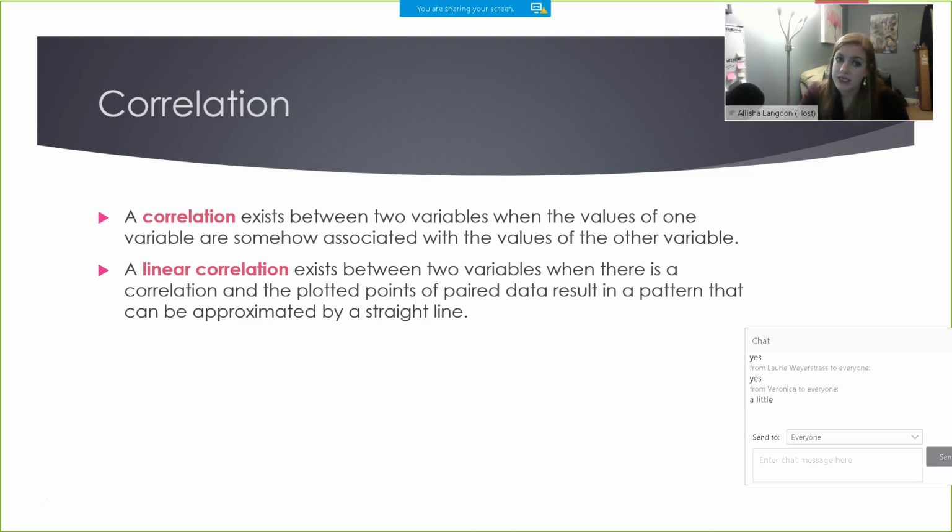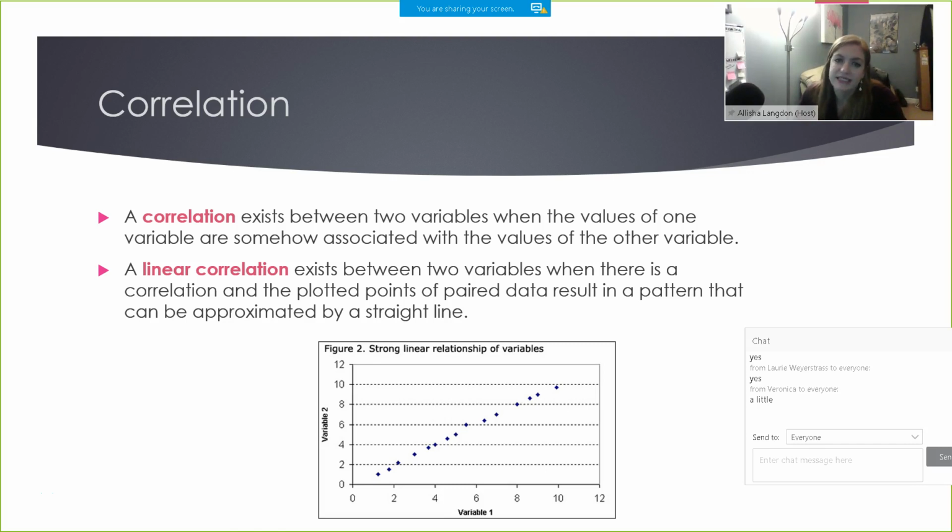A linear correlation exists between 2 variables when there is a correlation and the plotted points of paired data result in a pattern that can be approximated by a straight line. So today what we're going to do is take that data and try to come up with that equation of the line. That line that I drew, that straight line, we're going to try to come up with the equation that represents it. Now keep in mind that that line is an approximation of the data. It doesn't fit the points exactly, but it's an approximation.